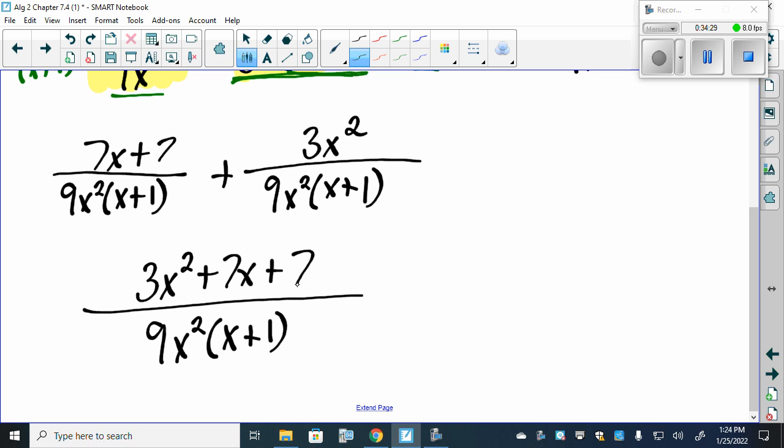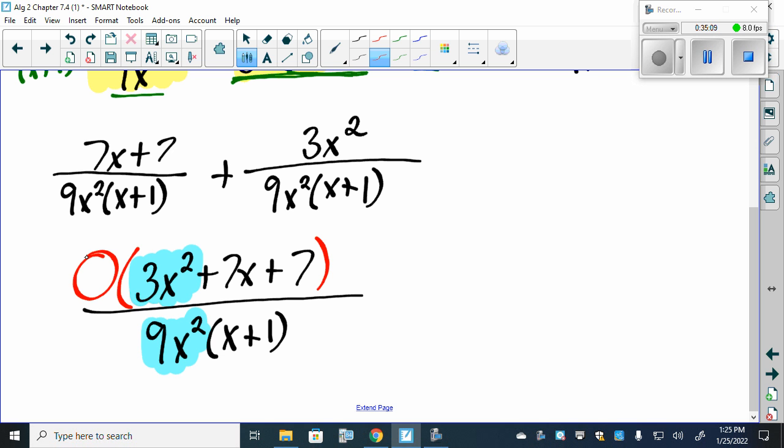Is there any other way that we can simplify this down? Could I simplify this 3x squared and 9x squared? Because remember, the 3x squared plus 7x plus 7, because of those addition and subtraction signs, are holding it together as one whole term. I can't just simplify the 3x squared and 9x squared.